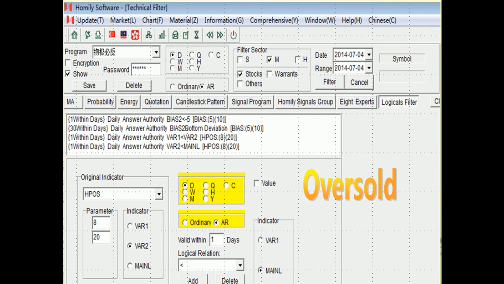BIAS2 less than minus 5, then within 30 days, the BIAS2 bottom deviation. Why do I choose 30 days? Because deviation is a period, not the day, not the intraday, the 1 day. VAR1 less than VAR2, VAR2 less than main line, downtrend or uptrend? Downtrend, right? So how to do that?